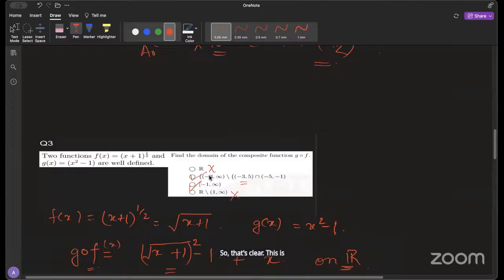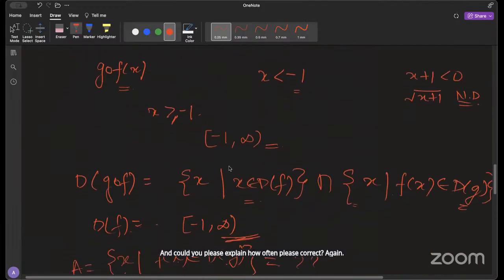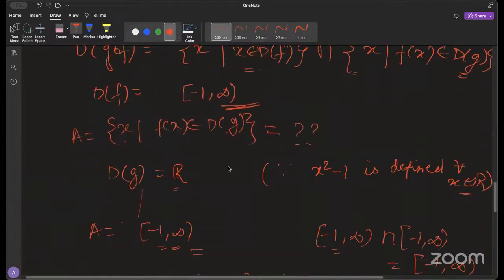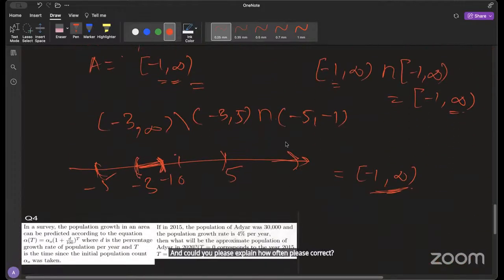Could you please explain how option 2 is correct? Again, I couldn't get it. This option's correct because this set is the same as this set. How did it become similar to that? Okay. This is -3, and it extends till infinity. This is this set. All right. And then this is -3 to 5. So we need to remove the intersection of these two sets from this set, right? Let's just find out the intersection of these two sets.